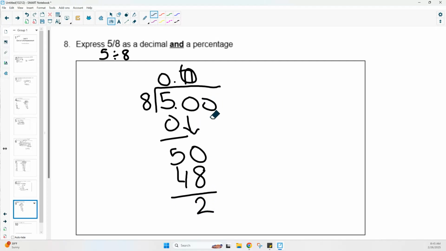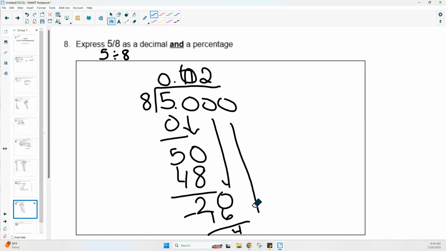We cannot have a remainder, so let's bring down another 0. 8 fits into 20 2 times. 8 times 2 is 16. Subtract, you get 4. Bring down another 0 to keep it going. 8 fits into 40 5 times. So we have 625 thousandths as the decimal.